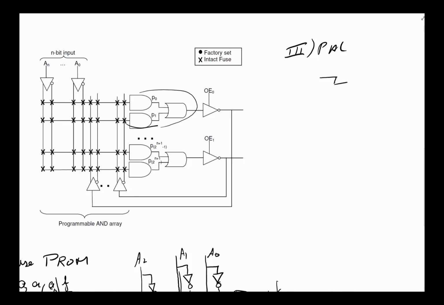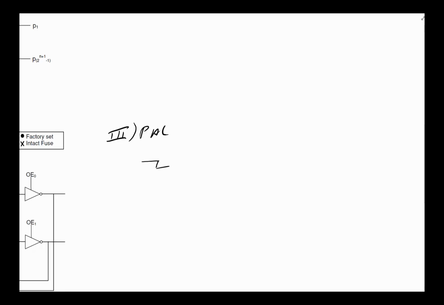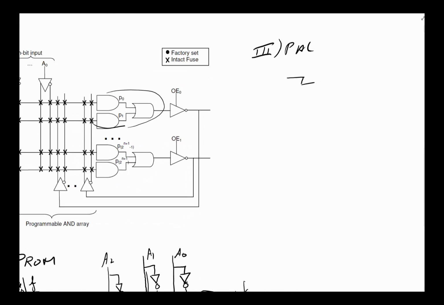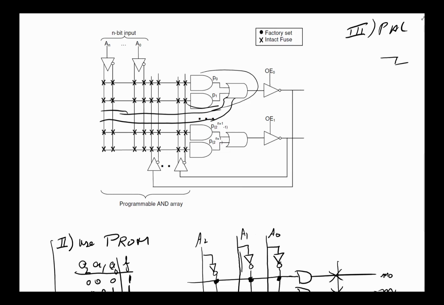Okay, but let's say you had one that potentially had, how many terms do we have here? 1, 2, 3, 4 terms. If you were able to find one that had four of these coming through, then you would be able to implement it much like you did with the PLA. So what you would do, you would connect the appropriate one to this to get an output. So that would be the PAL.